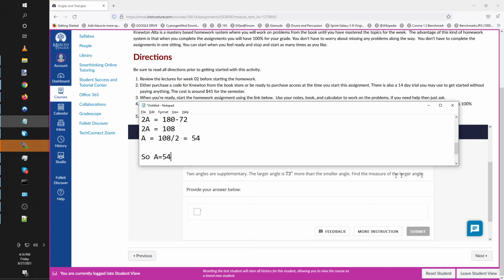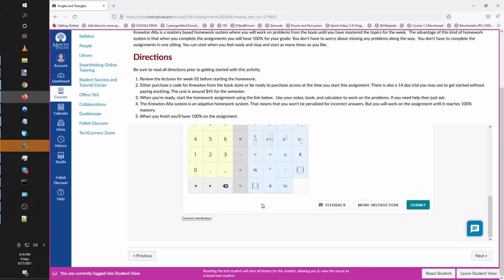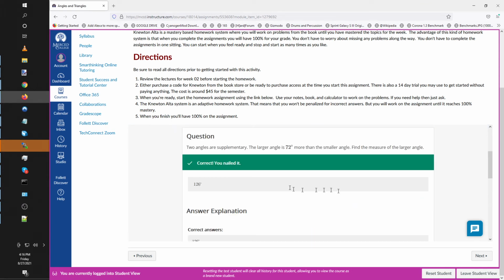However, that is not the answer to the question, because the question was find the measure of the larger angle, not the smaller angle. A is the smaller one, because A and A plus 72 equal 180. So A plus 72 is the larger angle. So B, which is A plus 72, is 54 plus 72. 70 and 50 is 120, so is that 126? I think that should be right. So I think this is going to be our answer. Submit. I got it right.